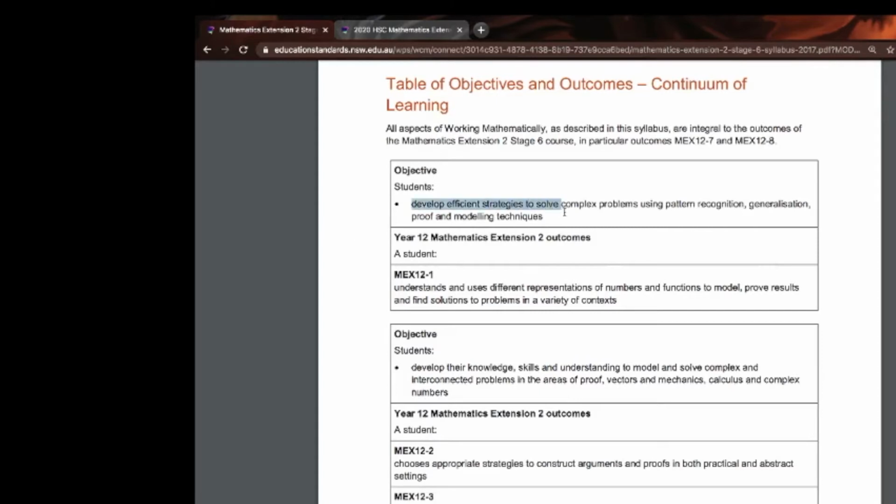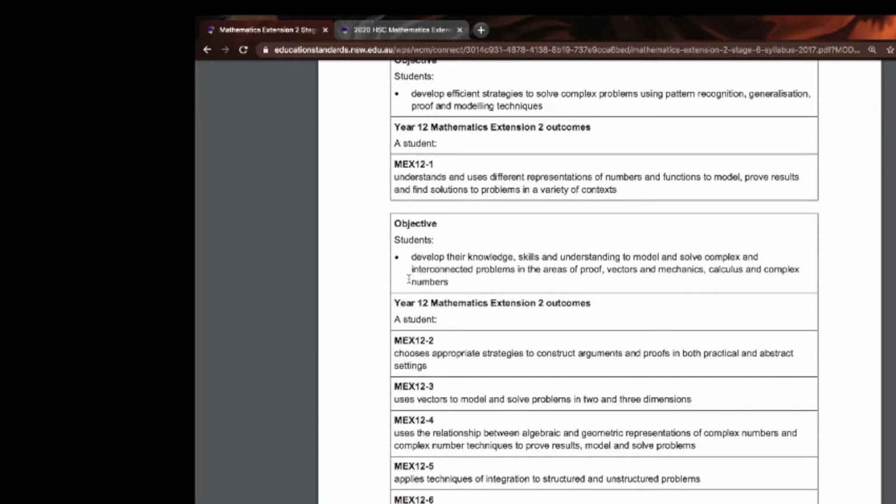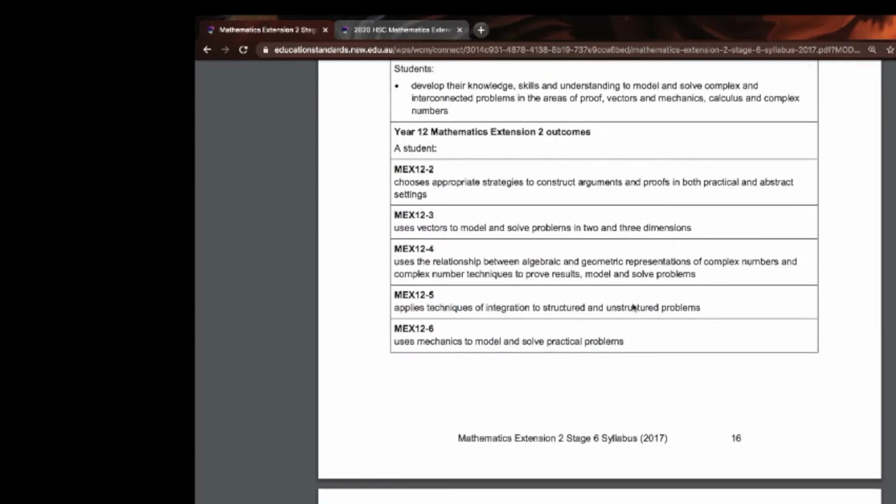So you should develop efficient strategies to solve complex problems using pattern recognition, generalization, proof, and modeling techniques. You'll develop your knowledge, skills, and understanding to model and solve complex and interconnected problems in the areas of proof, vectors and mechanics, calculus, and complex numbers. So that's basically just outlining the different topics and what you'll be studying this year.